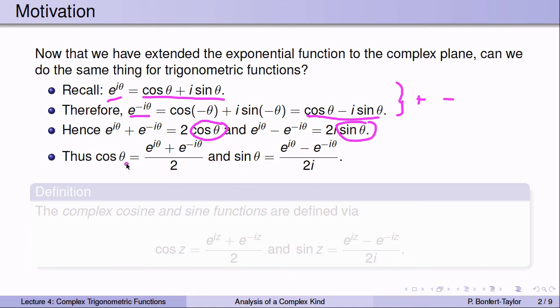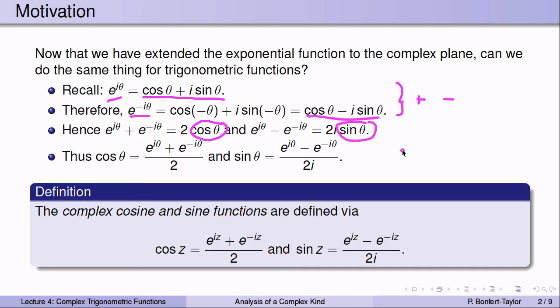The idea is now, well, now that I can talk about e to the i anything, it doesn't have to be just a theta. I could put a z there. Maybe I could just extend this definition to the entire complex plane. And that's exactly what we're going to do. The complex cosine and sine functions are defined via cosine of z equals e to the iz plus e to the minus iz over 2, and sine z is e to the iz minus e to the minus iz over 2i.